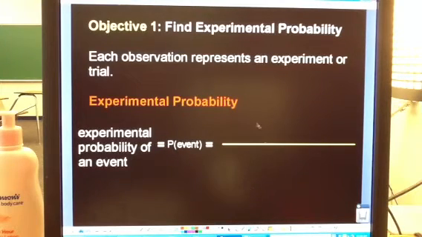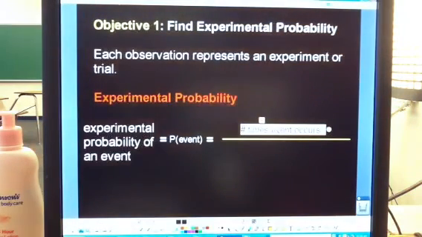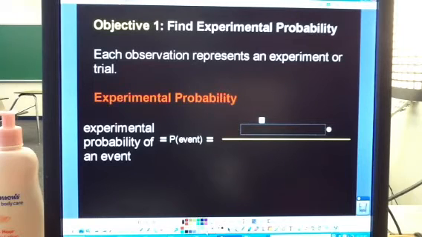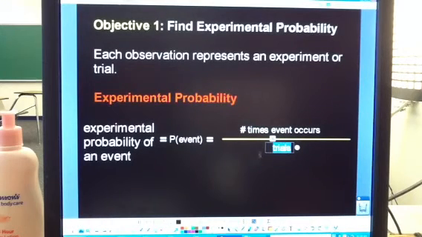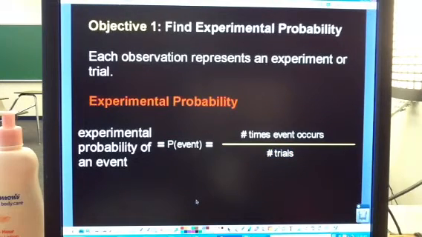And then when we talk about this experimental probability, we calculate this by calculating the number of times the event occurs, divided by the number of trials. Divided by the number of trials. And that's our experimental probability.